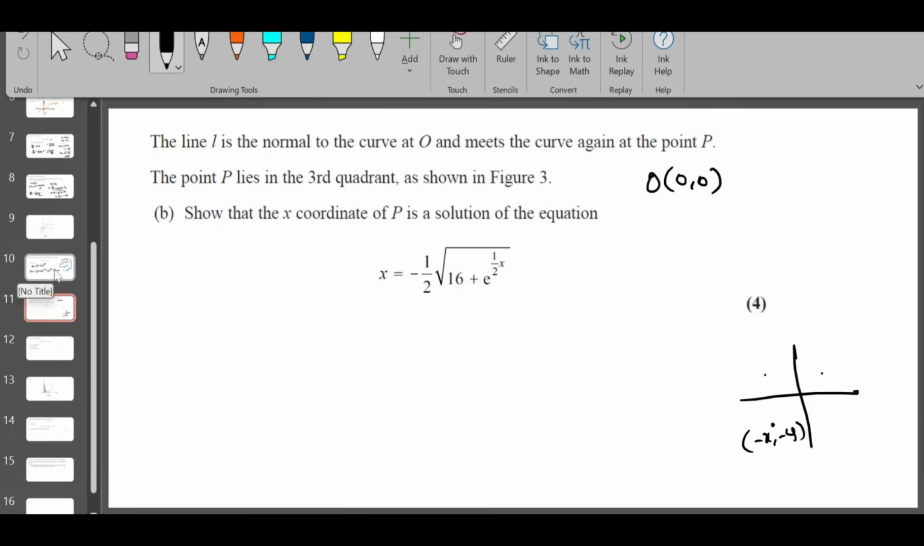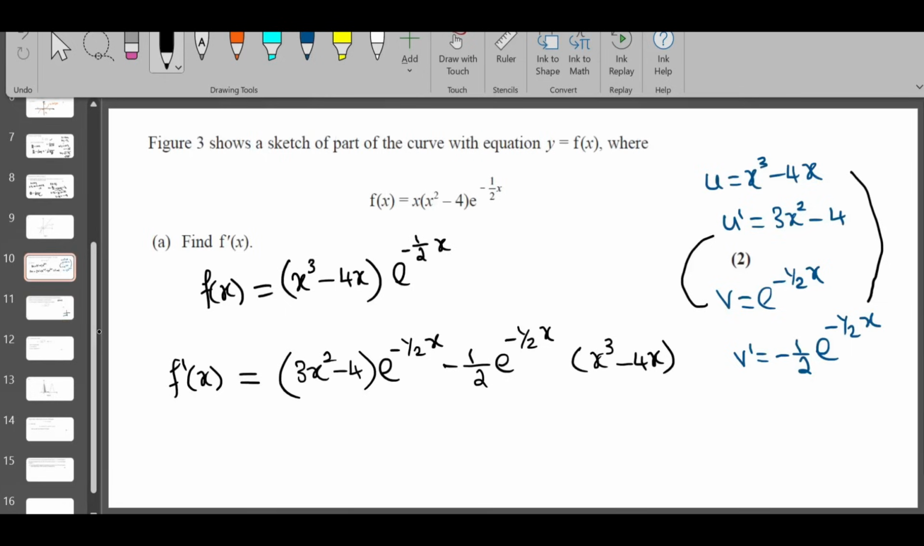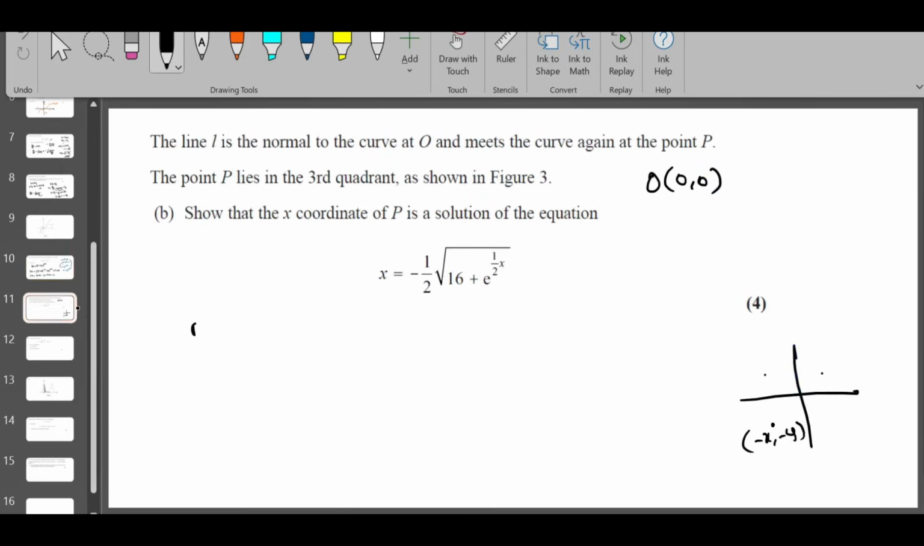Okay. We have f dash of x here. To find the slope of the tangent at the origin, you replace x by 0 here. So when you replace x by 0, this is 0 minus 4, e power 0 is 1, times 1 minus half e power 0 is 1. This is 0 minus 0, everything becomes 0. You will get just minus 4. So the slope of the tangent is minus 4. Therefore, the slope of the normal will be the negative reciprocal, 1 over 4.